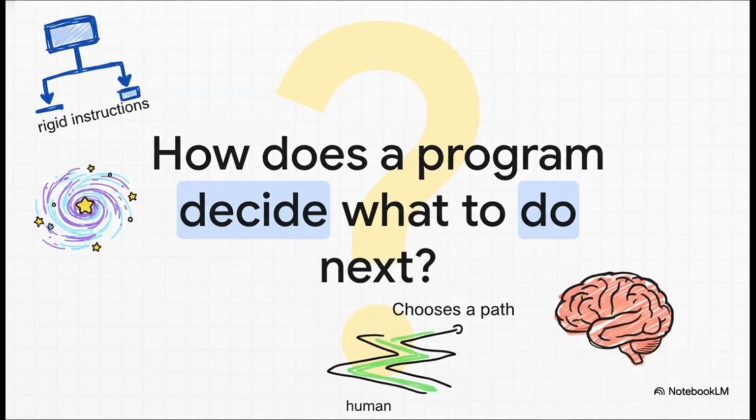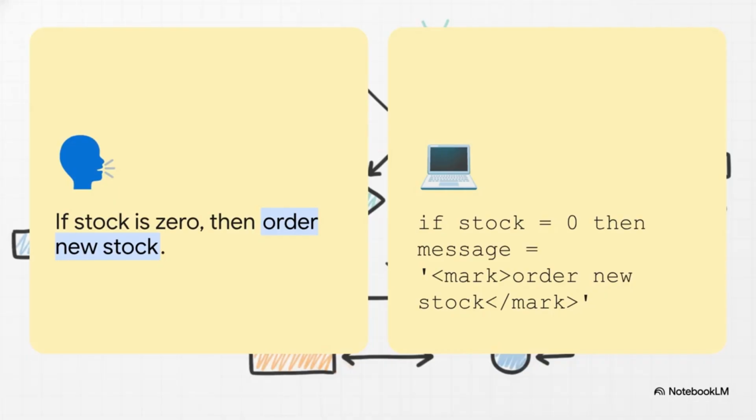It really all boils down to this one question. How does a program, which is just a long list of instructions, figure out what to do when things change? The answer is actually pretty simple, and it's something you already do every day. At its very core, code makes decisions just like we do. It checks if something is true, and if it is, it does one thing. If not, it does something else.